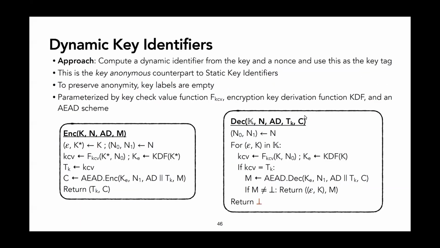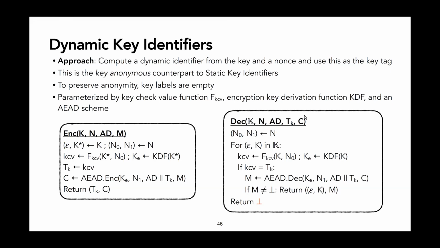And our final approach is the dynamic key identifiers approach. This computes a dynamic identifier from the key and a nonce and uses this as the key tag. So notice that each time during decryption we use a key, we'll output a distinct key tag. This is the key anonymous counterpart to the static key identifiers approach. And to preserve anonymity, key labels will be empty.